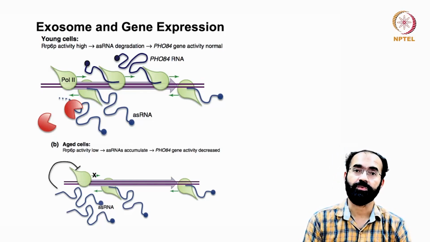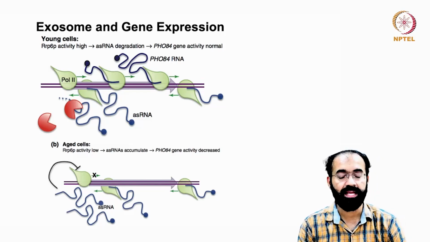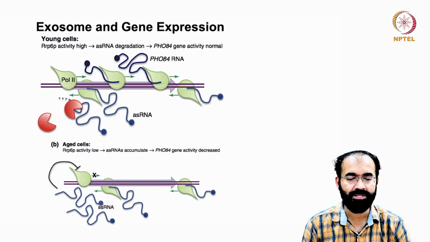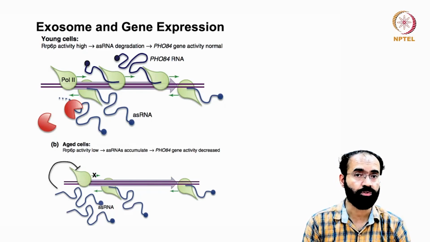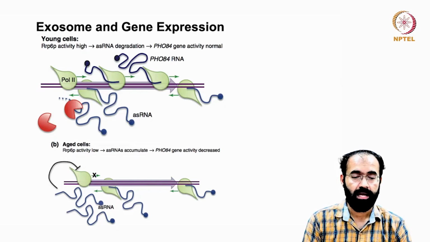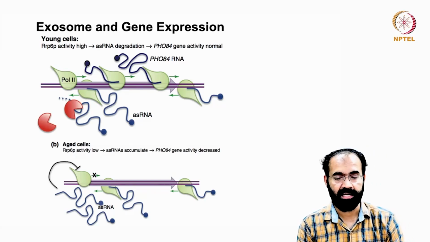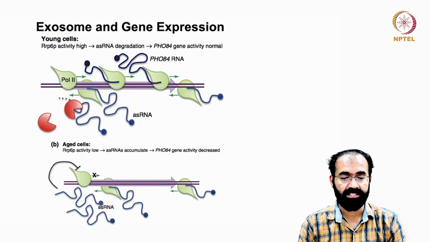Now think about a situation where the cell is aged. You are having an aged cell. So where RRP6P activity is low, which is an exosome, an exonuclease, RRP6P activity is low, and antisense RNA is stable now because no one is there to degrade the antisense RNA. Because of this, the 484 gene activity is decreased.